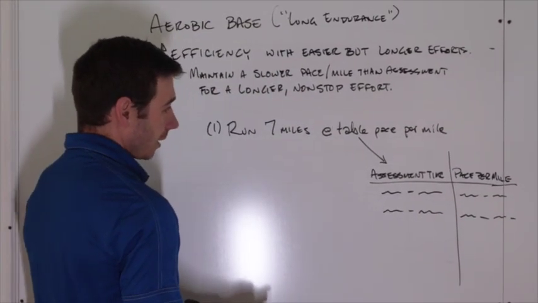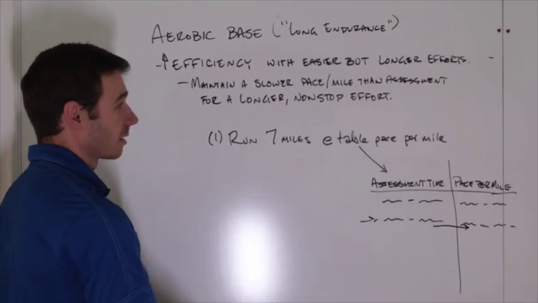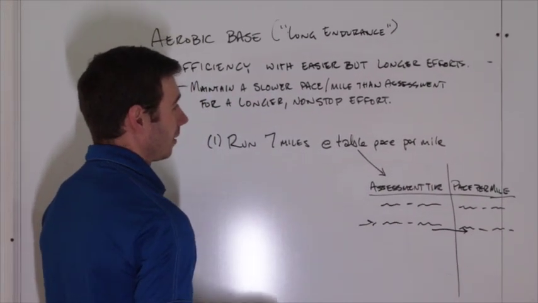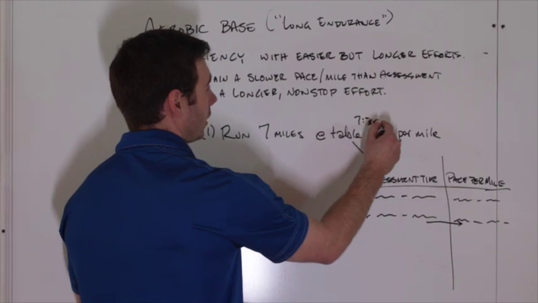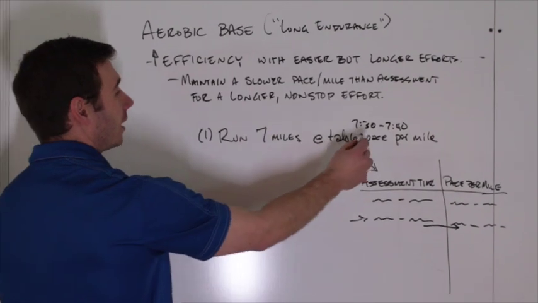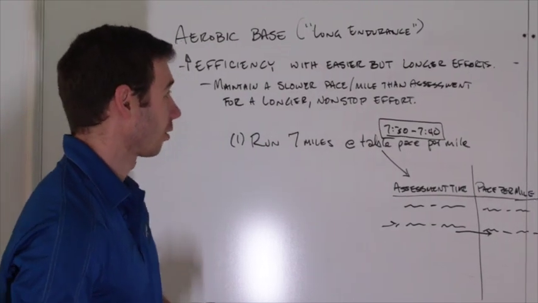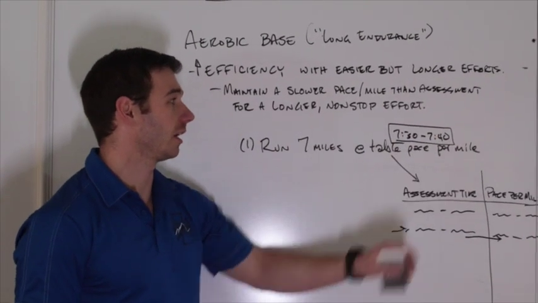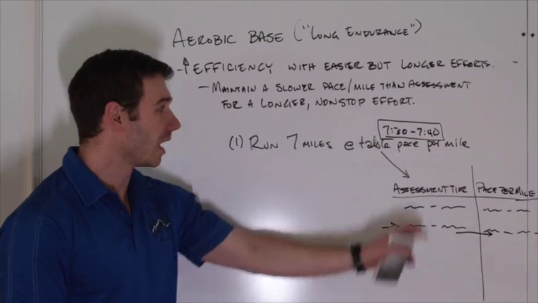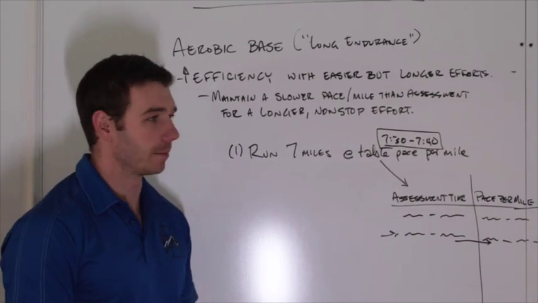Let's just say that this is my time right here. I trace my finger over to the next column. That's my range. And just like in the last example, let's say that my table pace per mile is 7:30 to 7:40. That means I'm going to run each mile of this 7 miles within this range. It doesn't have to be exactly at either one of those. It just needs to be somewhere in that range. I could run 7:40 miles and I'm still getting the training adaptation. This would be for a pretty fast athlete. Most athletes are going to fall into an even slower time.